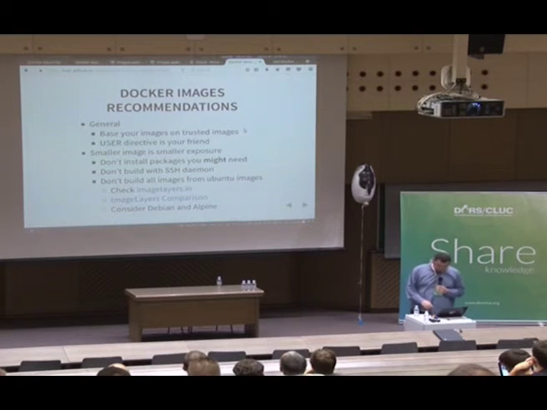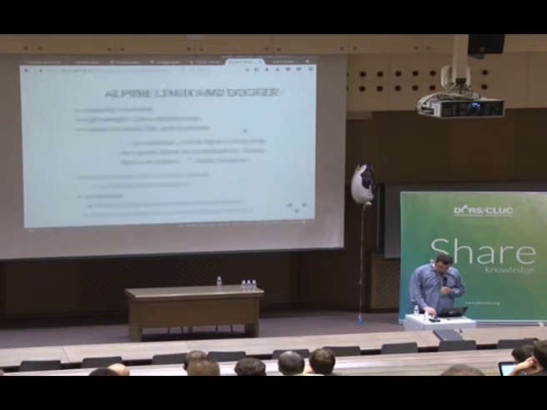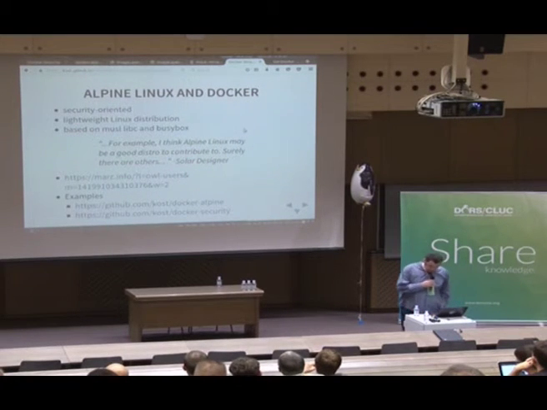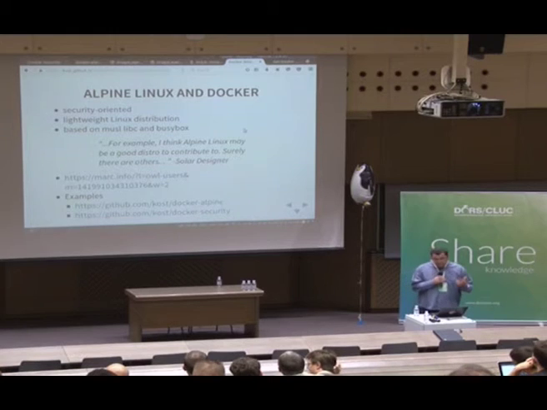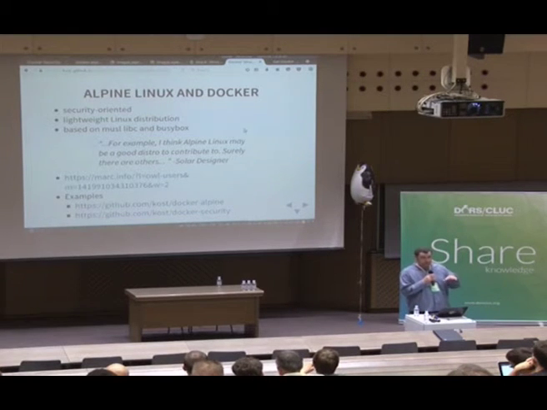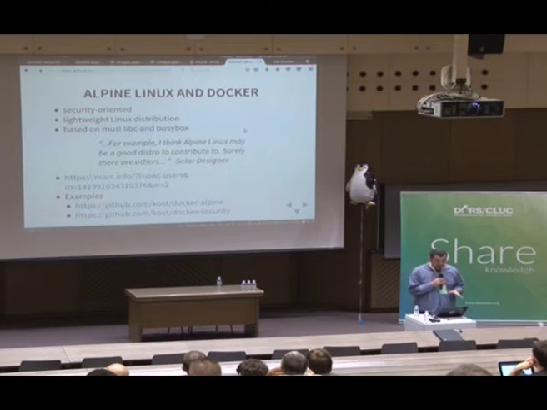And also, there are actually two good alternatives. One is Debian, which is a much smaller image, and the other one is ALPINE. ALPINE is actually quite good. If you're not familiar with ALPINE, it's actually a really good Linux distribution. It's security oriented and it's a lightweight Linux distribution. It's not on glibc, it's musl libc and busybox, right? And you can actually get really good results with this.